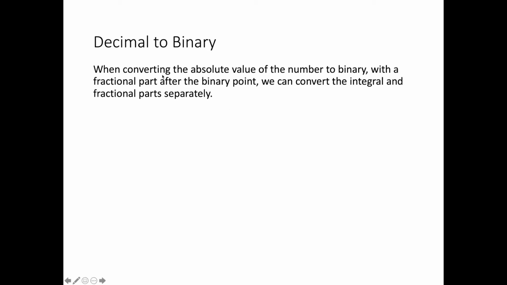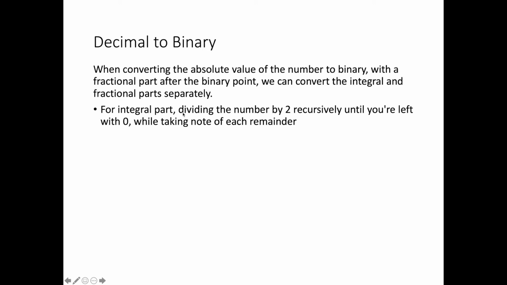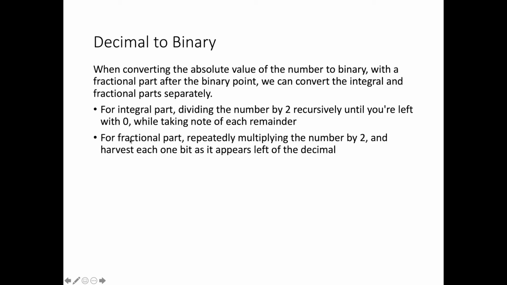Next, I'm going to talk about how we can transfer a decimal number to a binary number. When converting the absolute value of the number to binary with a fraction part after the binary point, we can convert the integer and fractional parts separately. For the integer part, we can divide the number by 2 recursively until you are left with 0, taking note of each remainder. And for the fractional part, we can repeatedly multiply the number by 2 and harvest each 1 bit as it appears left of the decimal.